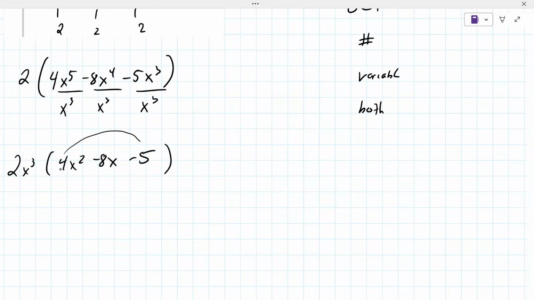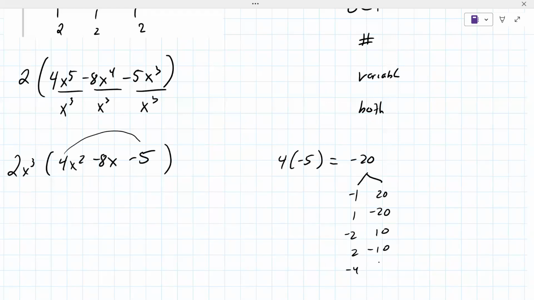No, I don't remember. So you multiply the 4 and the minus 5, which gets you minus 20. And now you're looking for two numbers that multiply to minus 20 but add to negative 8. Wait, let me think. I don't know. So you have to build a list. It's like -1 and 20, 1 and -20, -2 and 10, 2 and -10, -4 and 5, 4 and -5. You have to build this full list. Do any of these add to -8?